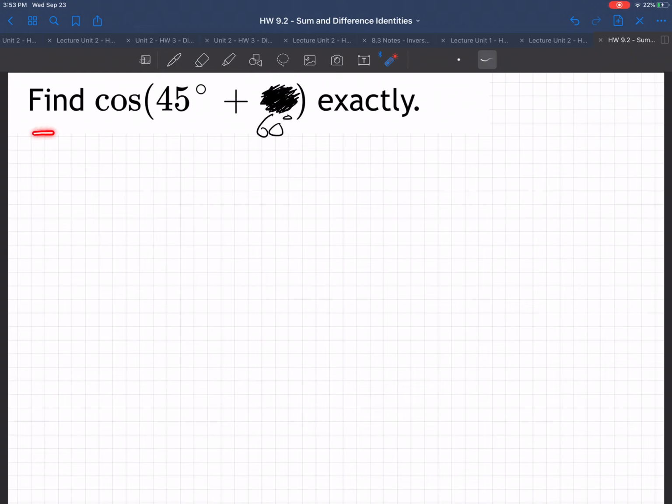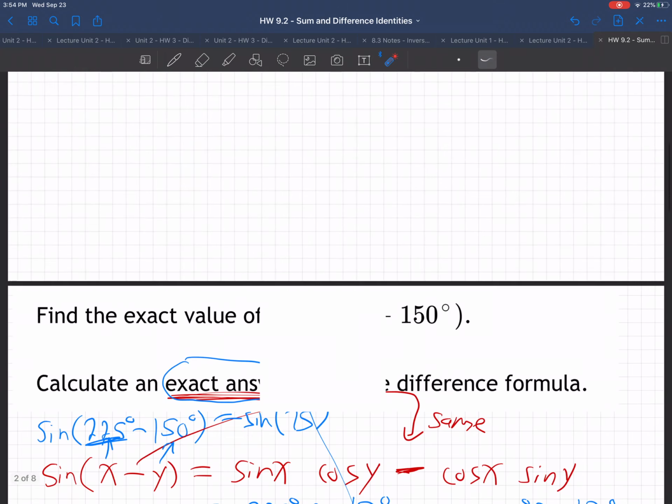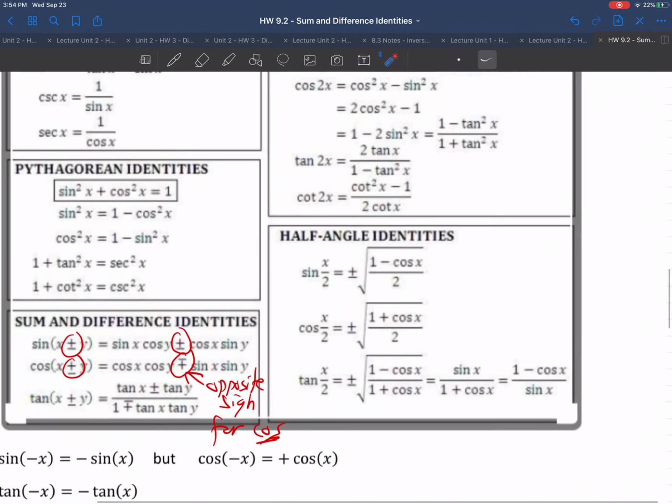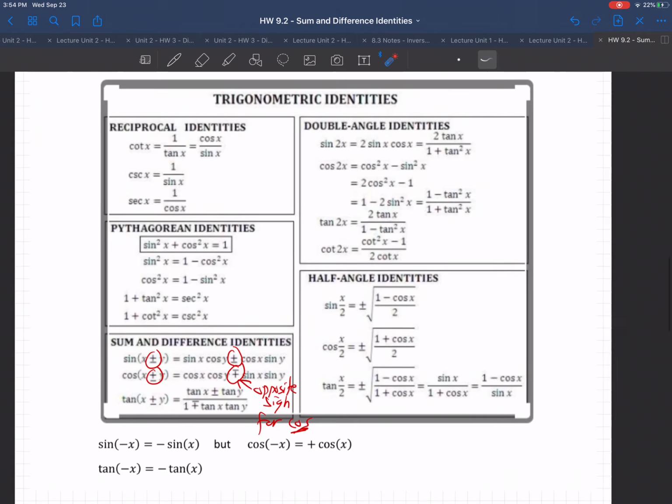In this example, we're trying to find the cosine of 45 plus 60 degrees exactly. So it's cosine with two angles added, so we have to look at our formula sheet. Here it is, the formula sheet that I gave you, trigonometric identities.